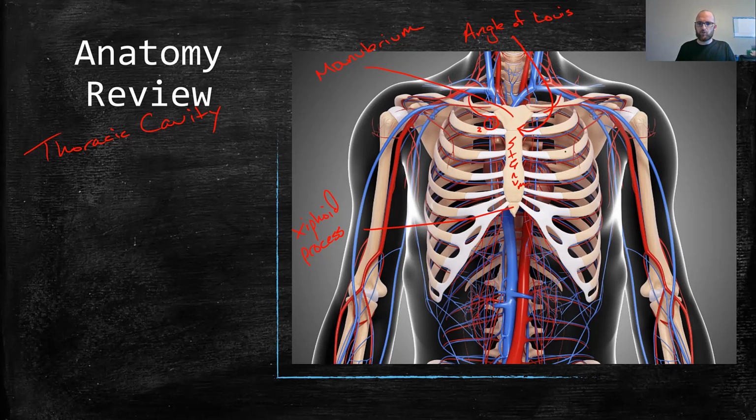Remember, we've got, what is it, 12 pairs of ribs. The top 10 all connect back up to the sternum. And then the floating ribs are the last two pairs at the bottom that don't. You can see right down there, they don't connect up with the cartilage going back up to the rib cage, or back up to the sternum, right? Kind of fusing up into the rib cage.